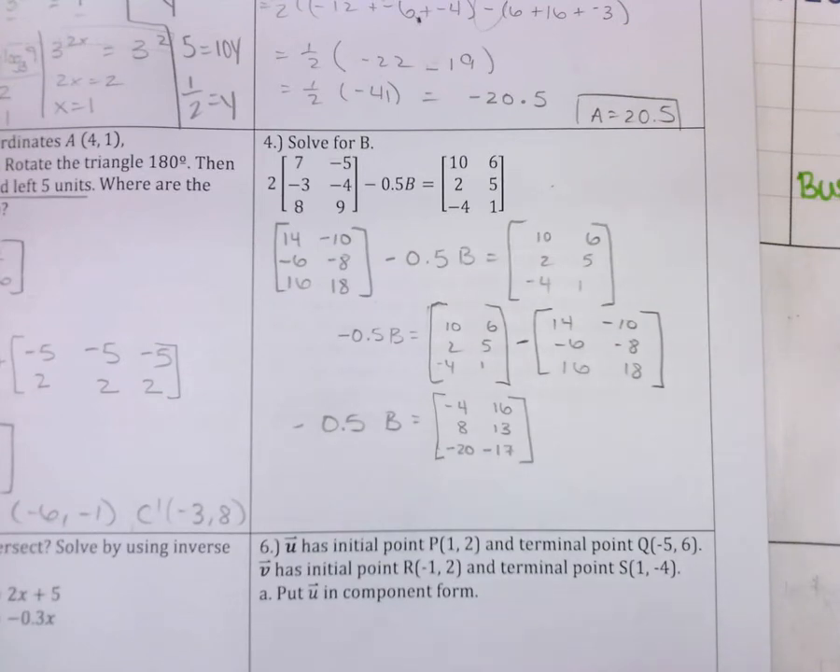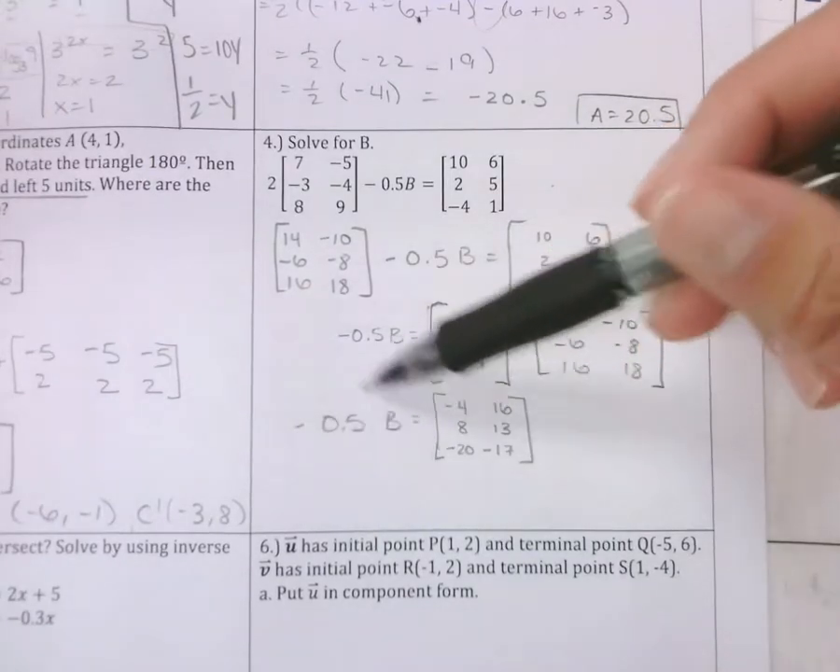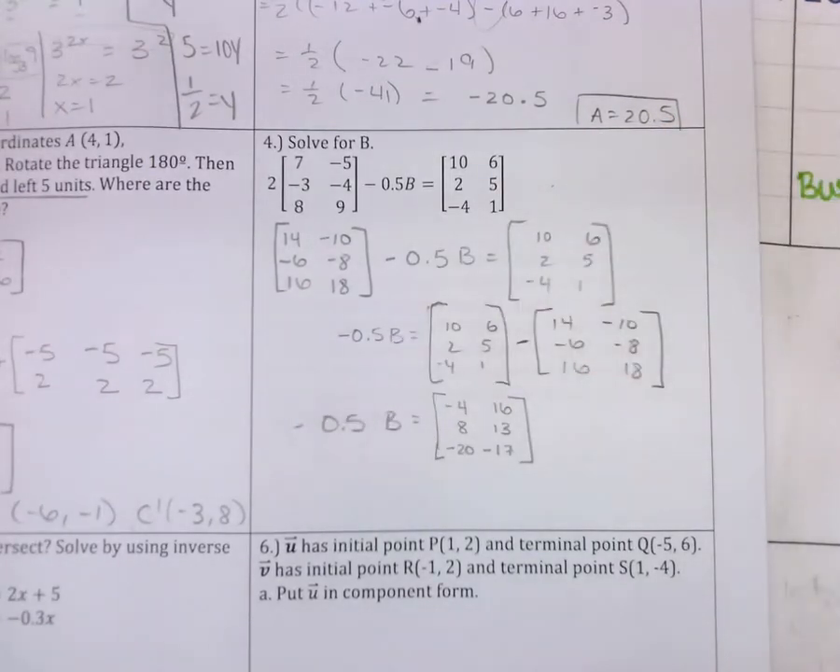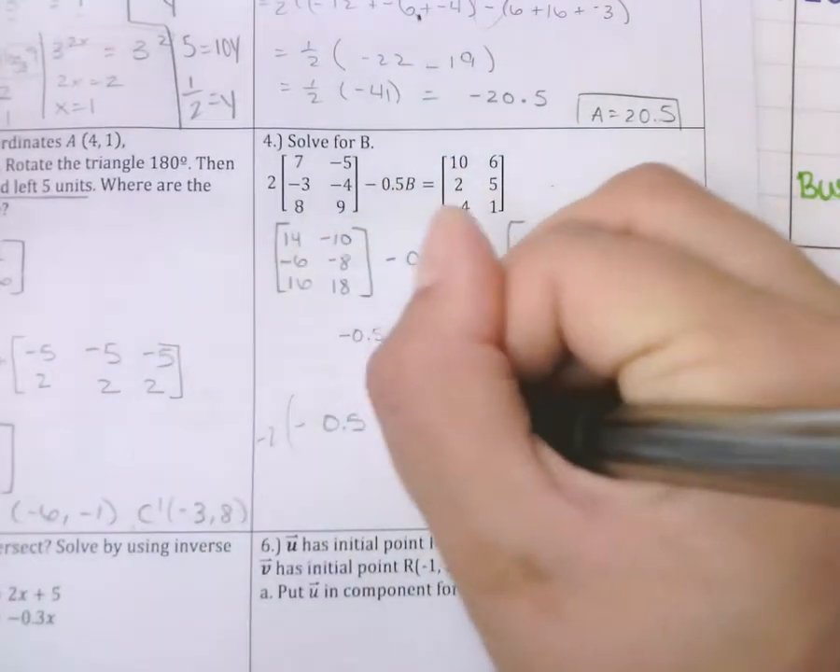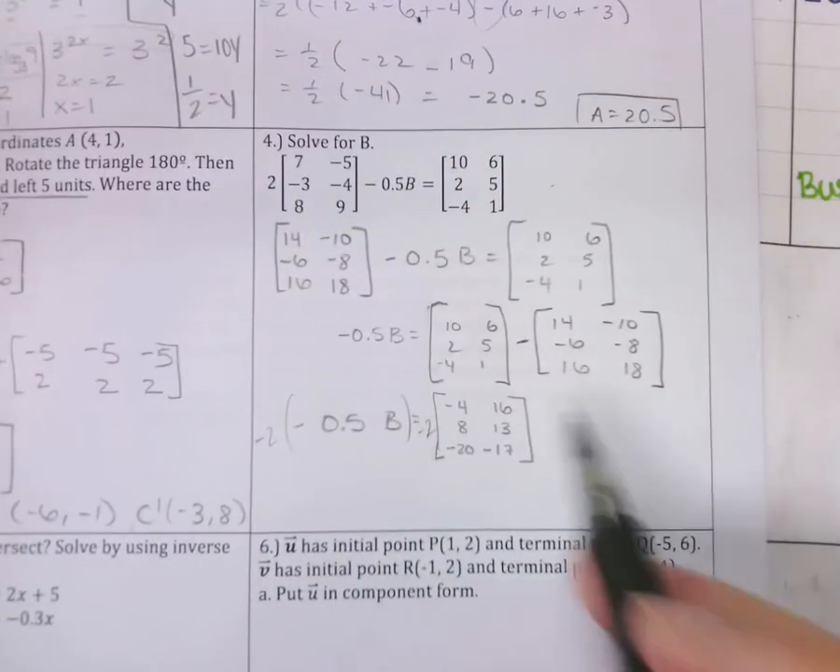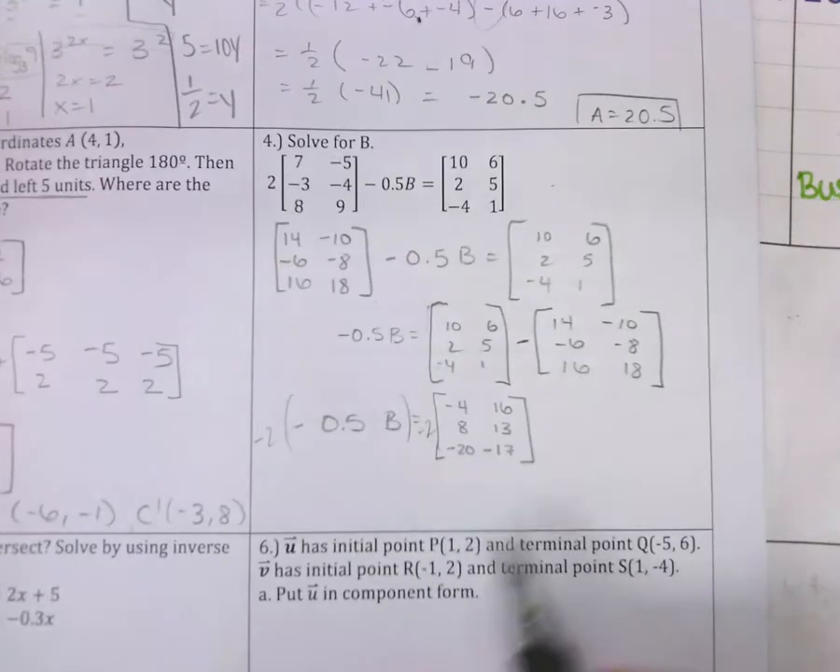So now what do you divide? Now you have to get rid of this number. You don't divide matrices, you have to multiply by a scalar. So what scalar is going to get rid of a negative 1/2? Right, so you're going to multiply this by negative 2 and this by negative 2. So you're going to take all the elements in this matrix and multiply them by a negative 2.